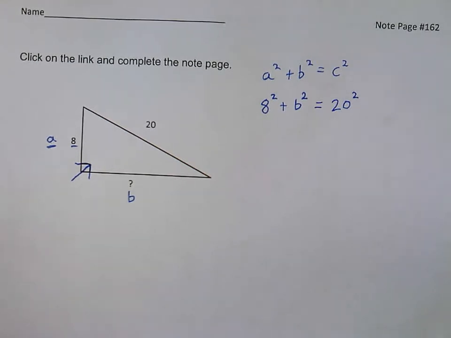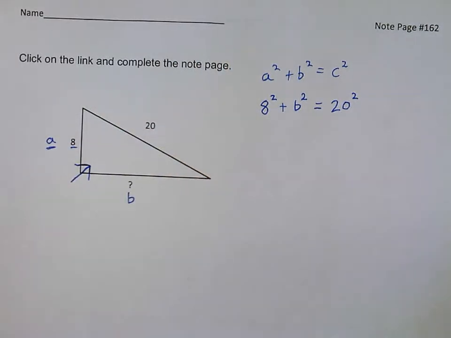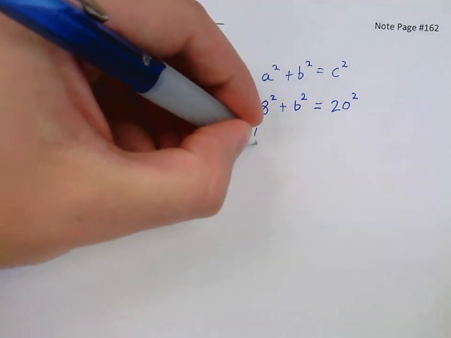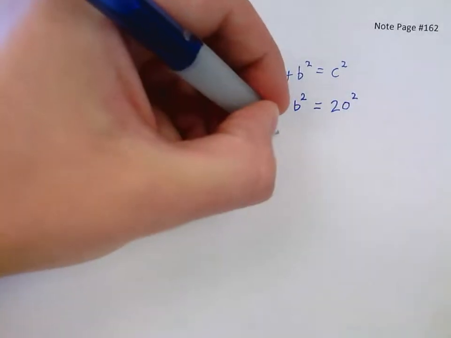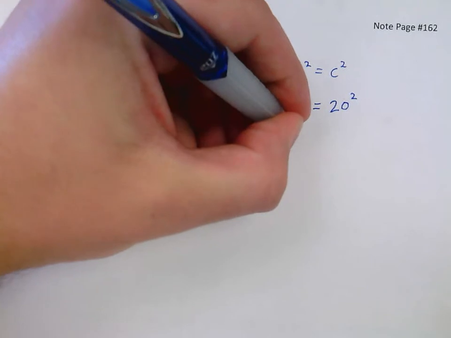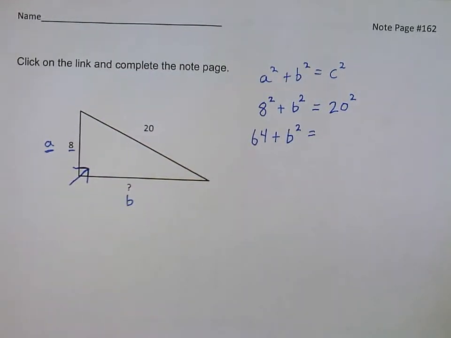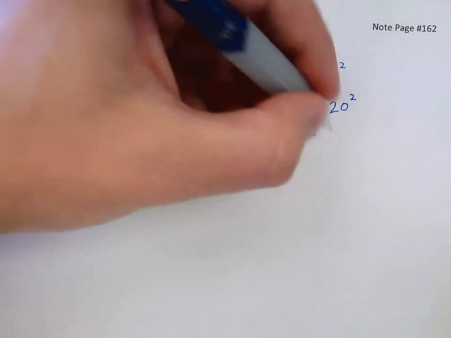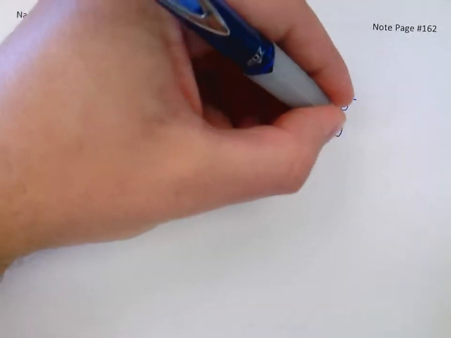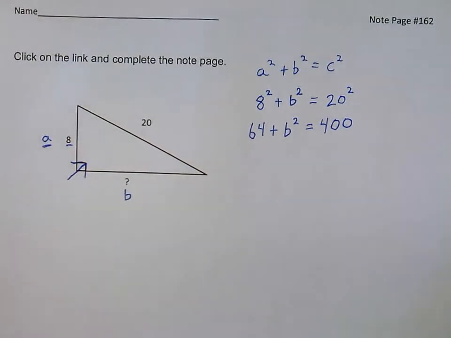When we simplify this, 8 squared, 8 times 8, is 64. Plus, we can't do anything with b squared yet, so we rewrite that as b squared. And then 20 squared, let's see, 2 times 2 is 4, a couple zeros, we get 400. Okay, so 64 plus b squared equals 400.